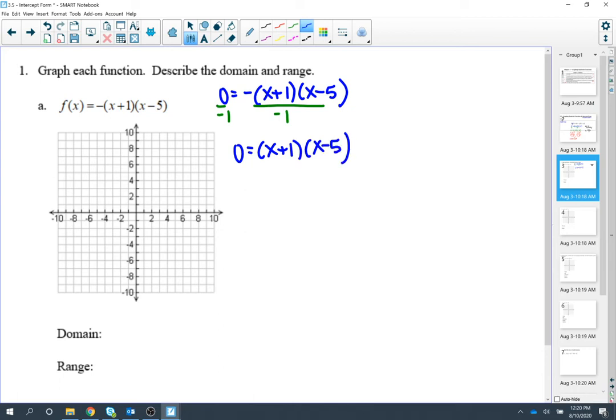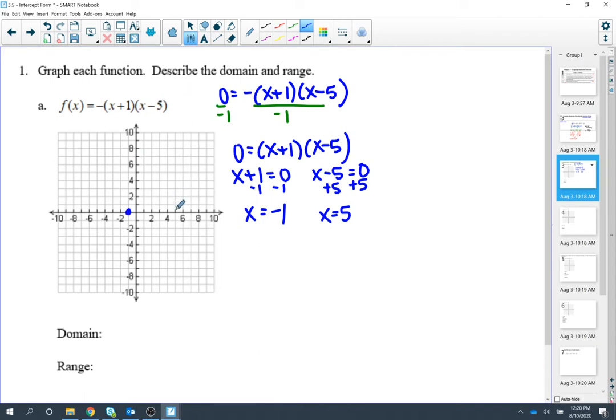Then I would apply my zero product property. x plus 1 equals 0. x minus 5 equals 0. Subtract your 1, x equals negative 1. Add your 5, x equals 5. And you just found your x-intercepts. Okay, the easier way to do that is just look up here and say, oh, okay, x plus 1, I've got a negative 1.